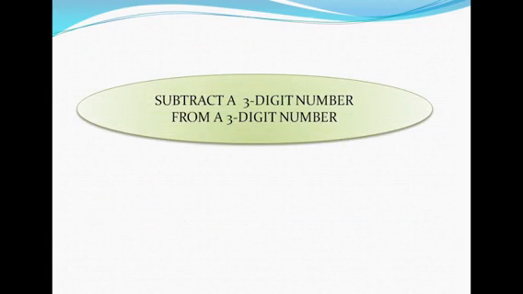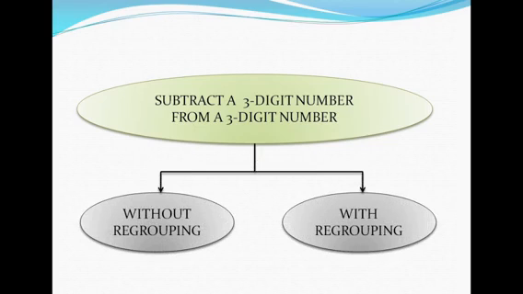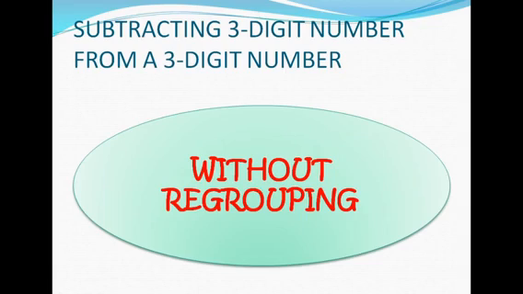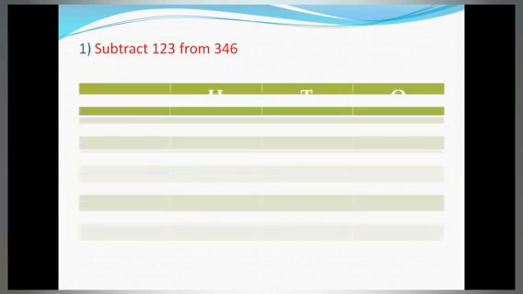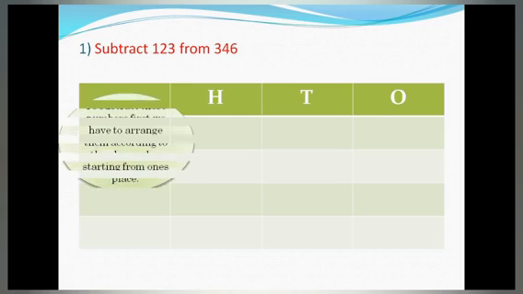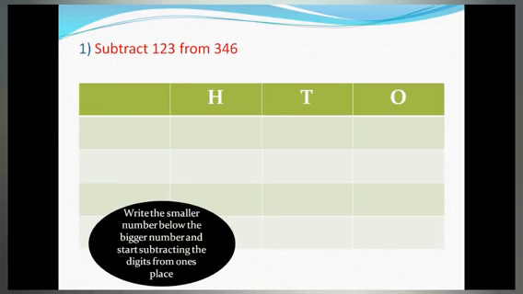In this session, we are going to see how to subtract a 3-digit number from a 3-digit number with regrouping and without regrouping. First, let's see subtraction without regrouping. Subtract 123 from 346. To subtract these numbers, first we have to arrange them according to the place value starting from ones place. Write the smaller number below the bigger number and start subtracting the digits from ones place.